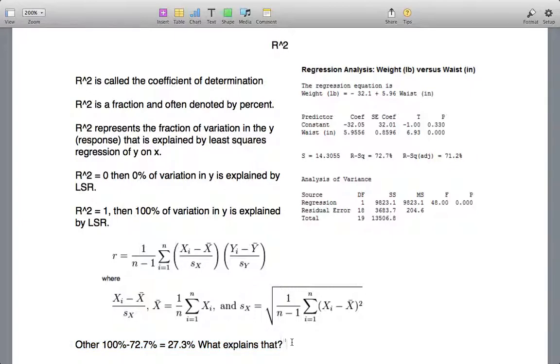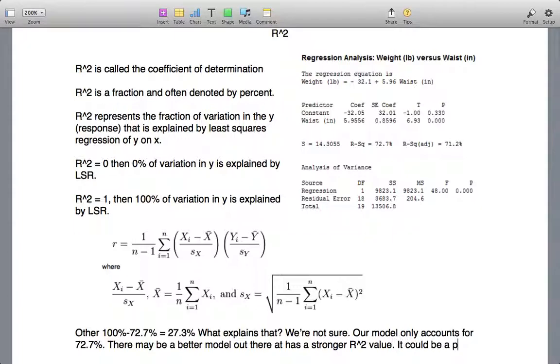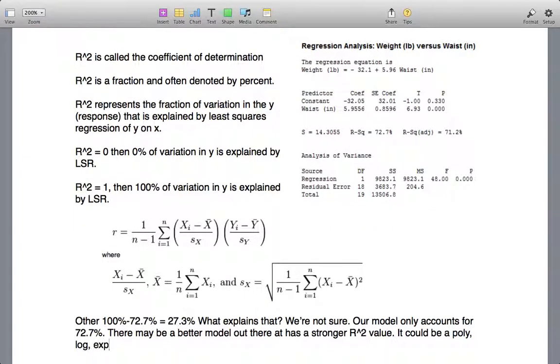So what explains that? Okay, so we're not sure. Our model only accounts for 72.7%. There may be a better model out there that has a stronger R squared value. It could be a polynomial fit, could be a logarithmic fit, an exponential fit.